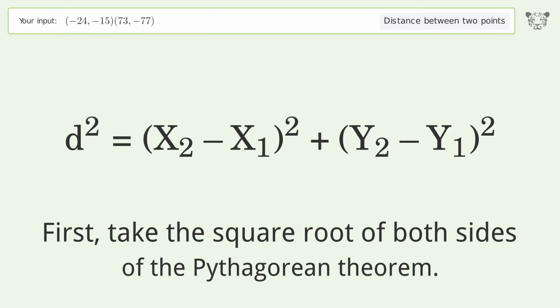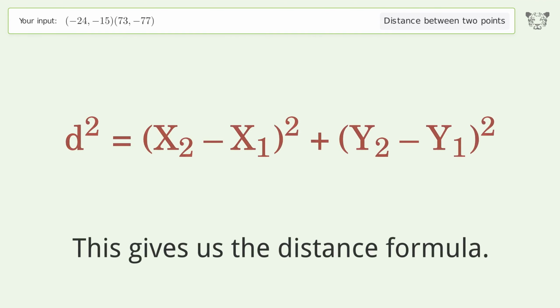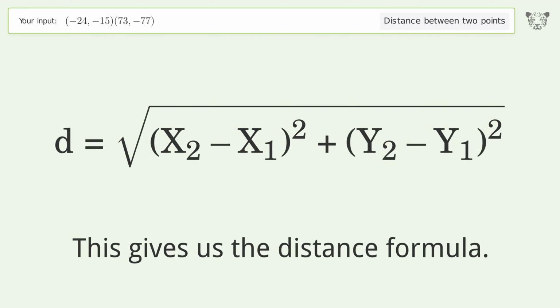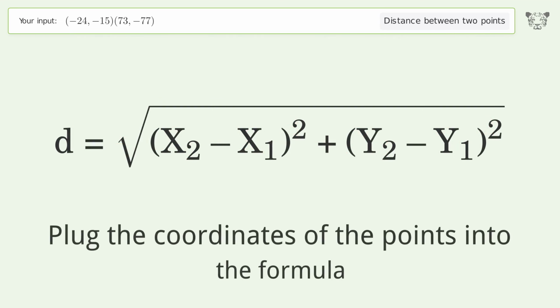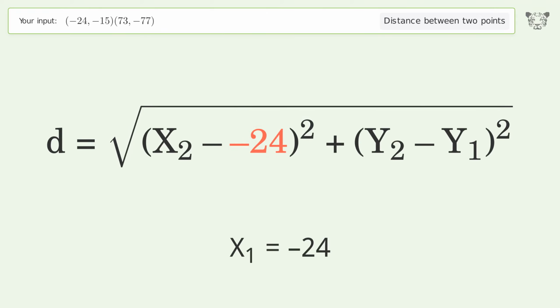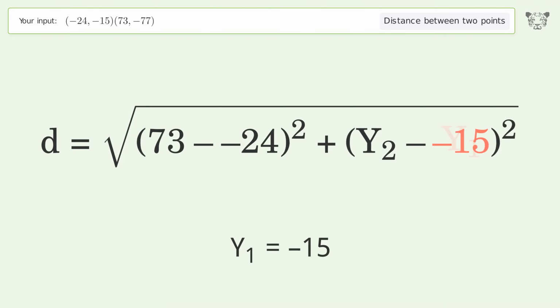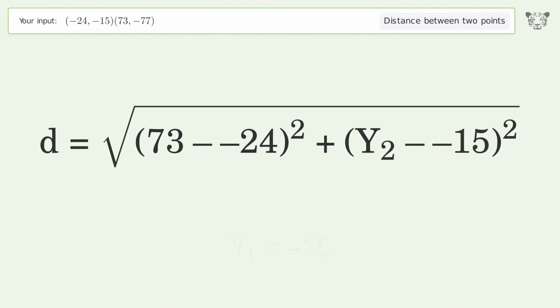First, take the square root of both sides of the Pythagorean theorem. This gives us the distance formula. Plug the coordinates of the points into the formula. x1 equals -24. x2 equals 73. y1 equals -15. y2 equals -77.